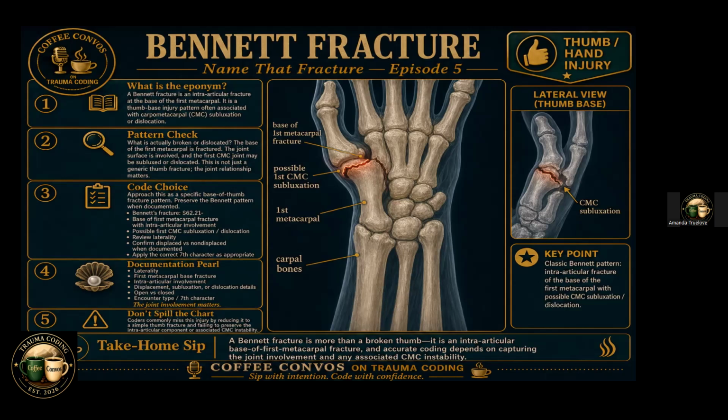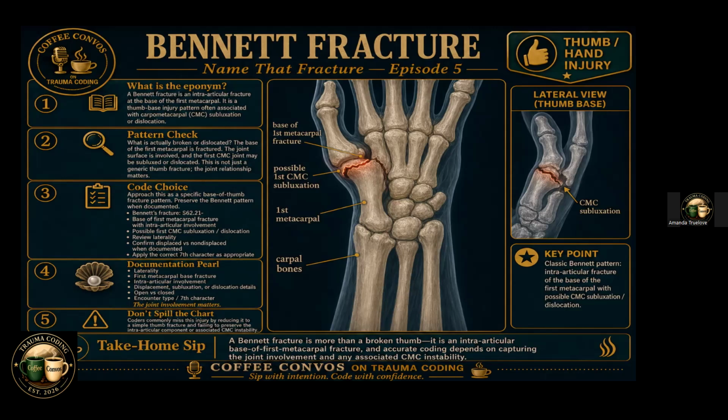Do a quick dissection of the data source. Check for that pattern of injury. What is fractured? That's your first question. Well, what is fractured is the base of the first metacarpal if it's a true Bennett fracture. And this is not just a thumb metacarpal fracture. This pattern involves the joint surface. And the thumb metacarpal may be pulled out of alignment, creating that carpometacarpal subluxation or dislocation type injury. So this is a hand injury where the joint relationship matters just as much as the fracture line.